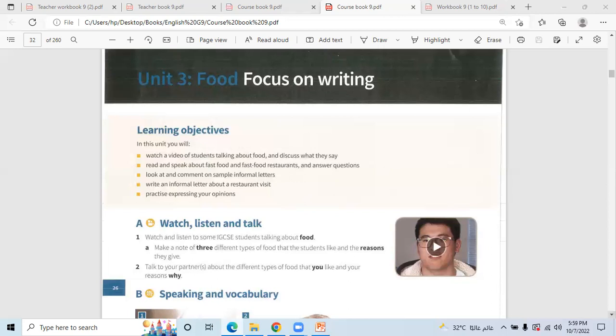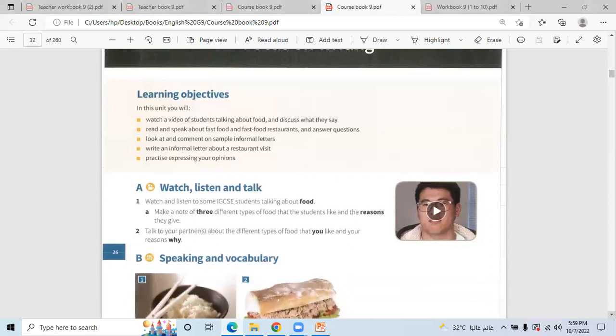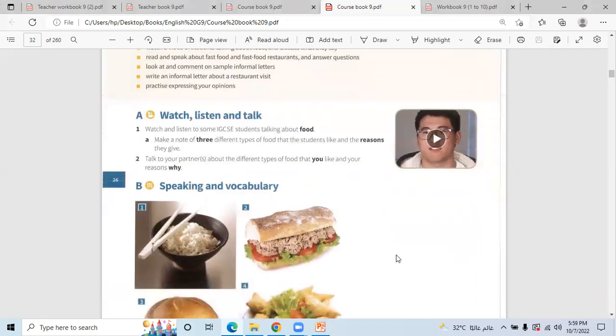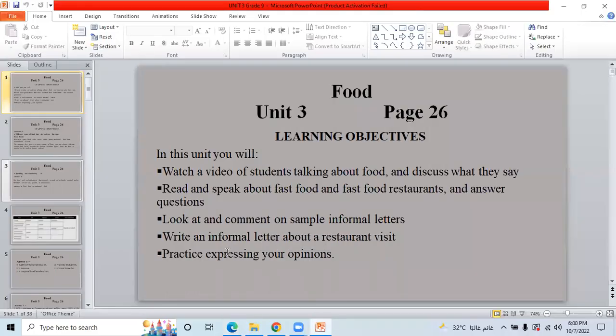So, as I said in the beginning, we are going to watch a video. There are some IGCSE students who are talking about food. After watching the video, we will write the answers of these questions in section A, watch, listen, and talk. Make a note of 3 different types of food that the students like and the reasons they give. Then talk to your partner about the different types of food that you like and your reasons why you like those foods.